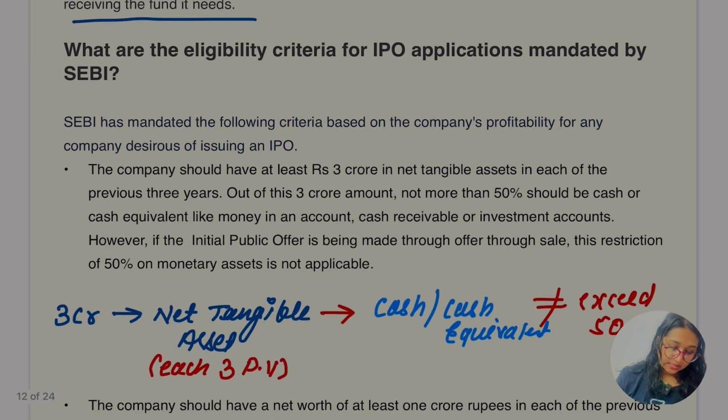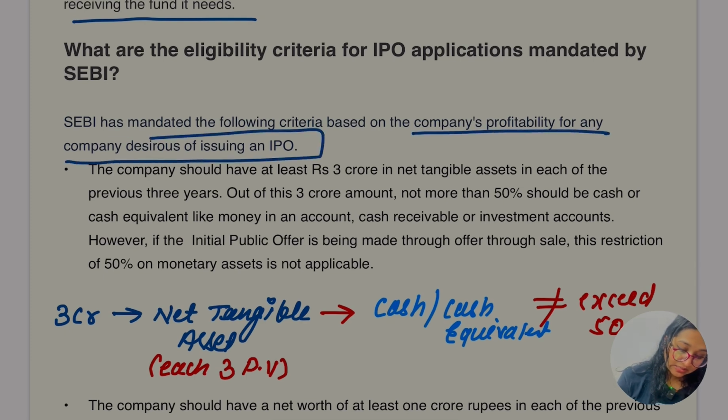So what are the eligibility criteria for an IPO application mandated by SEBI? SEBI has mandated the following categories based on company profitability for any company desirous of issuing an IPO. In the previous session we discovered that there were some conditions, and if they are not fulfilled, then the company cannot go for issuing an IPO. We remember the conditions now.